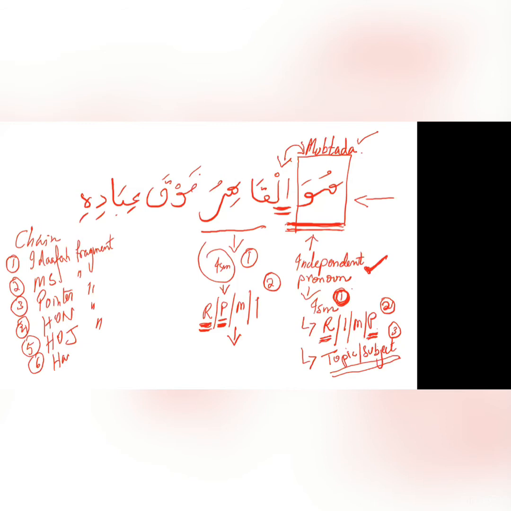So then you have the harf of ataf fragment. And then you have Ismul Mawsul and its sila. So these are the 7 fragments that we have done till now. There are more. Inshallah, we'll do them soon in advanced Nahu. But for now, you have these 7.